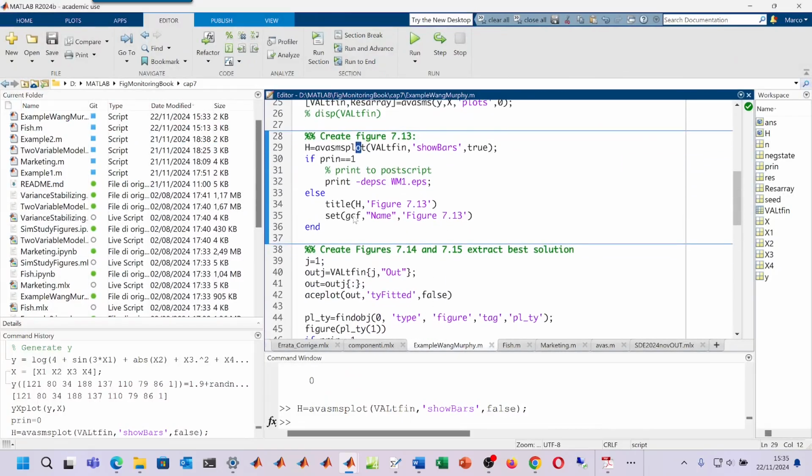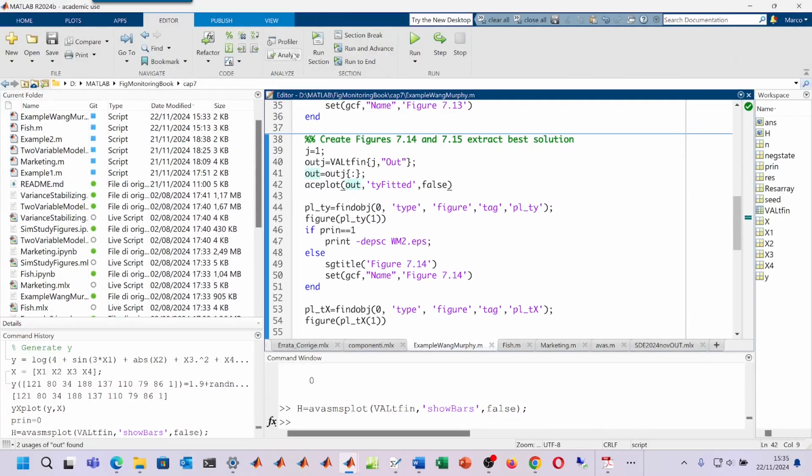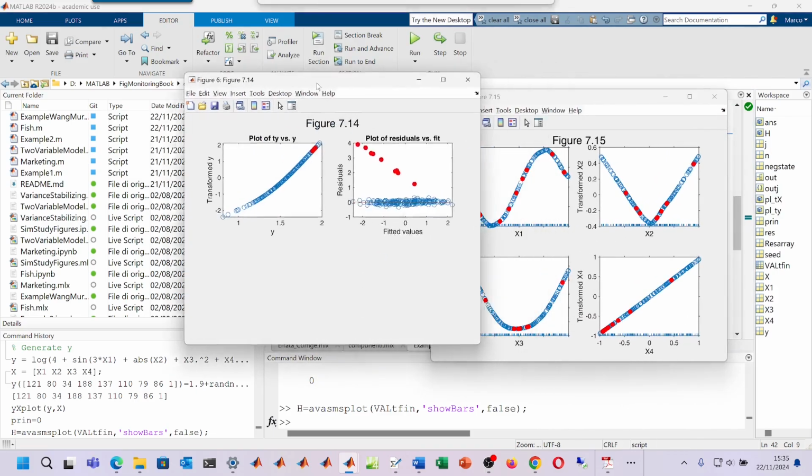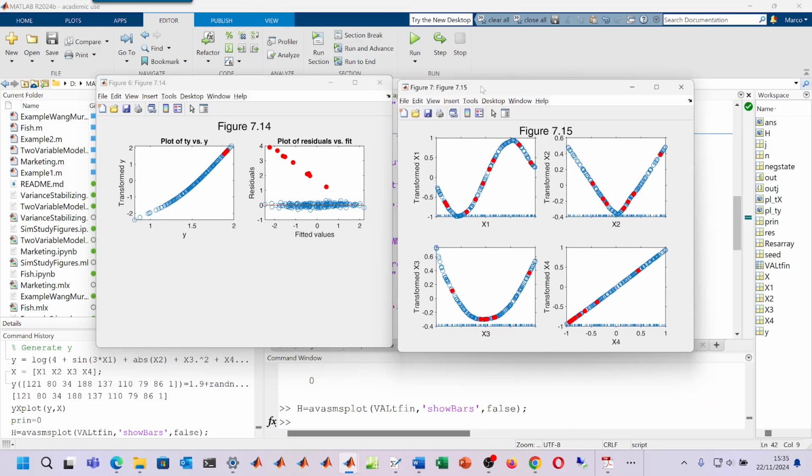Now we extract the best solution and we see the result of the best solution. It is clear from the left-hand plot that we have got a nice smooth transformation of the response, and in the right-hand panel of the left-hand plot we have a clear distinction between the added outliers and the band of residuals, which shows pretty constant variance along its length.